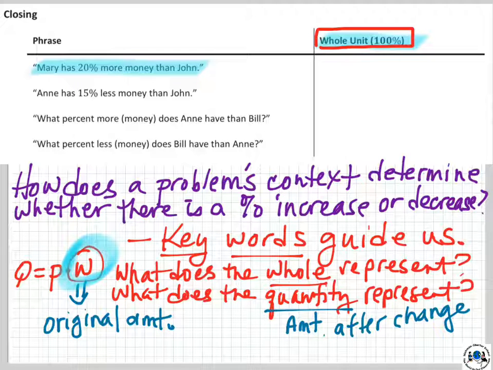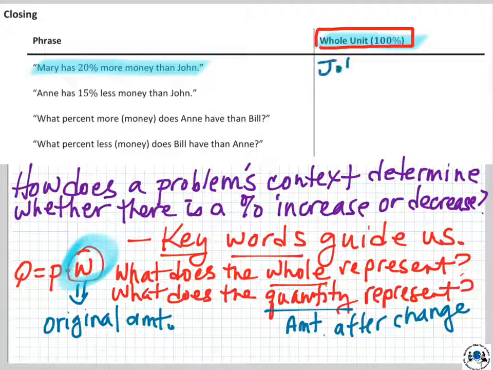So why don't you go ahead and do that? What I want you to do is look at it, and for the first one, it says Mary has 20% more money than John, okay? What in this sentence represents the whole unit, okay? So there's 1, 2, 3, 4. I'm going to pause right now. You whip those out, and you write right next to it the answer, and come on back and we'll check.